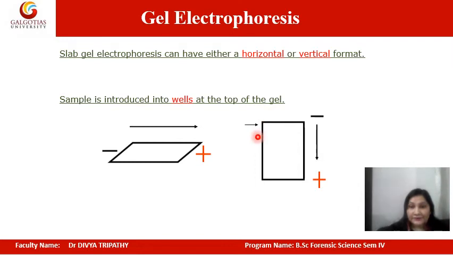This means vertical gel electrophoresis is also under the influence of gravitational force, and it will give results earlier when we compare vertical electrophoresis with horizontal electrophoresis. But both have some advantages and disadvantages that we will learn in the coming slides.